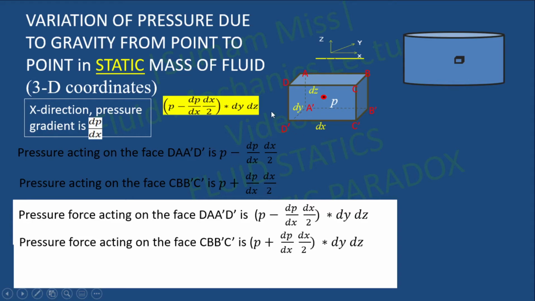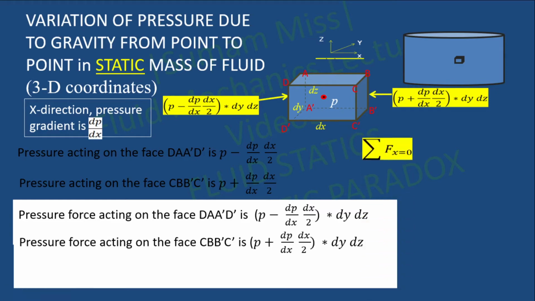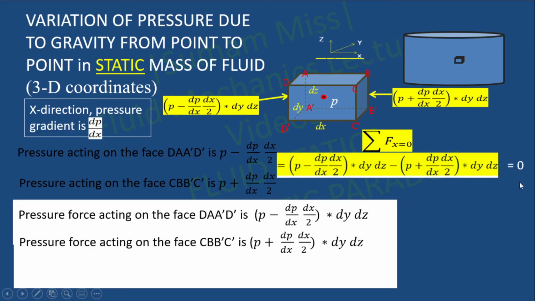have to consider the forces which are acting on the faces D, A, A dash, D dash and C, B, B dash, C dash. So if you are considering the algebraic sum of the forces in x direction, that means sigma Fx equal to 0, we have to add these two forces because these are the two forces in x direction, but they are in opposite direction. So sigma Fx equal to 0 means P minus dP by dx into dx by 2 into dy dz minus P plus dP by dx into dx by 2 into dy dz. So that is equal to 0.